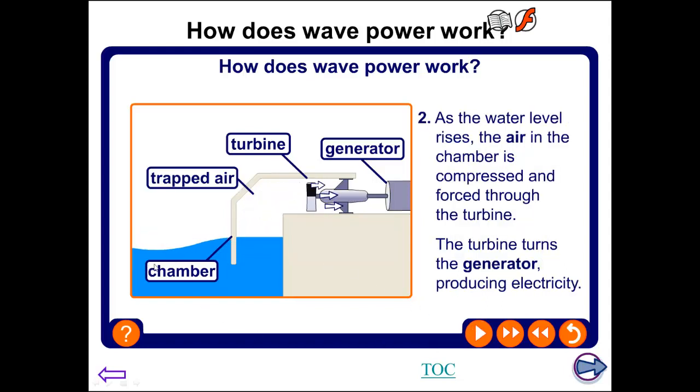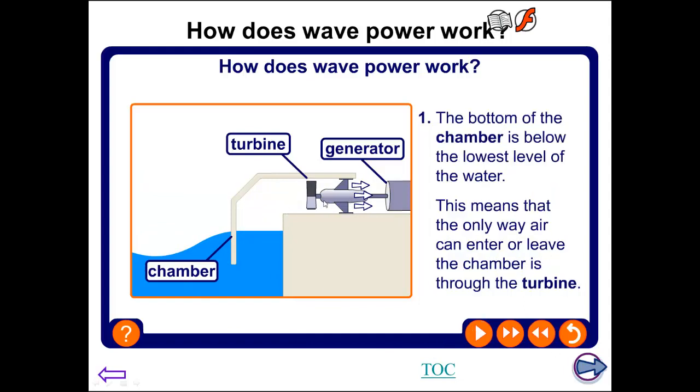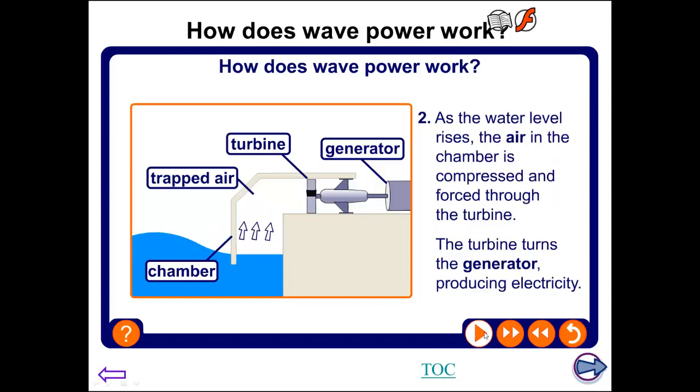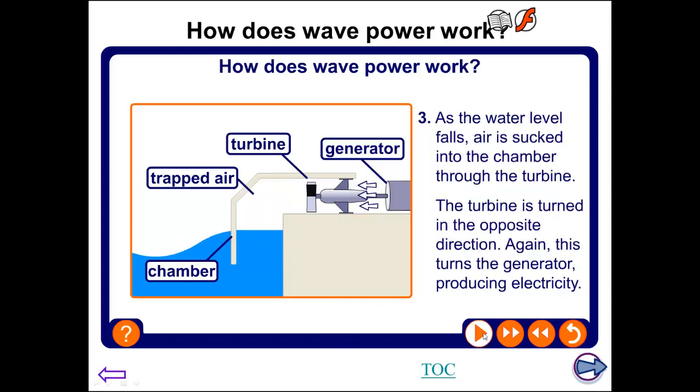So as the wave comes in, the water is pushed up, and it will force air to go through the turbine. This air forced through the turbine is connected to the generator, and the generator generates electricity. And then when it goes back, the air goes in the reverse direction, and there again it is able to generate electricity.